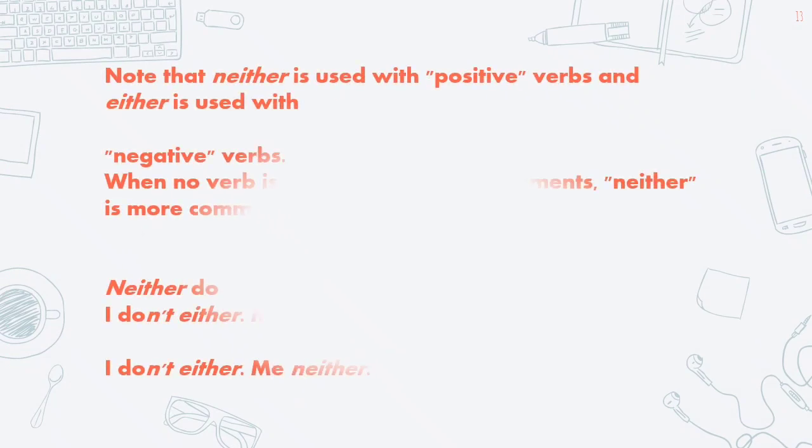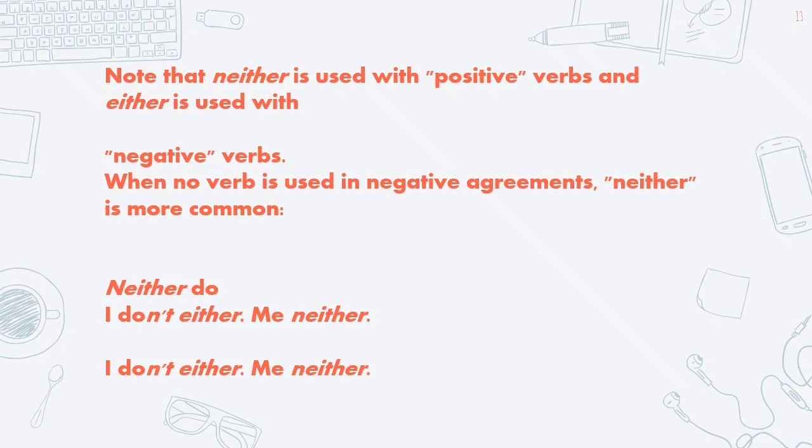Okay, now let's have a look. Know that neither is used with positive verbs and either is used with negative verbs. Like I told you before, when no verb is used in negative agreements, neither is more common. For example, I don't either, me neither.